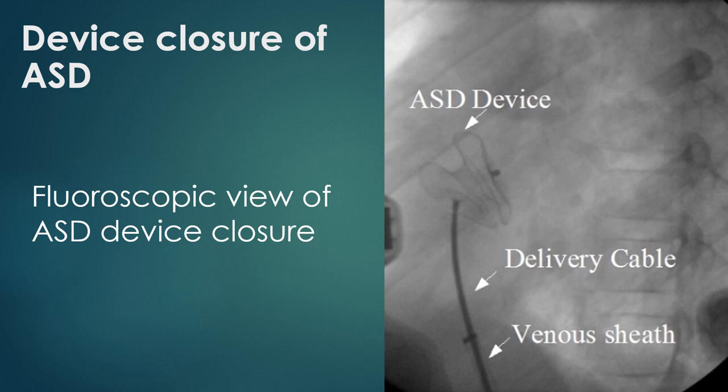Once the two discs are in position with the waist across the ASD, slight wiggling is done to make sure that the device is perfectly fitting and has no tendency for dislodgement. Position is confirmed by transesophageal echo with special care to see that the device does not interfere with the functioning of the atrioventricular valves. Once everything is fine, the device is released by unscrewing the delivery cable.